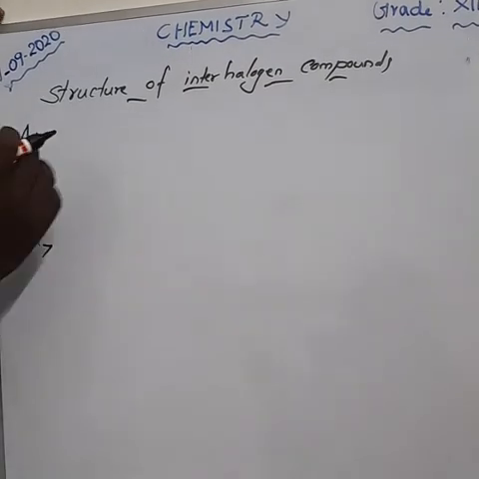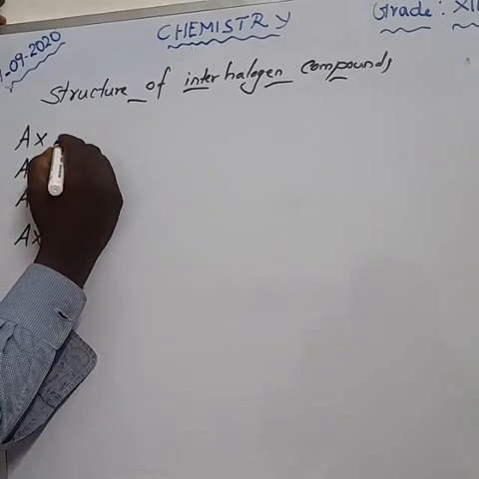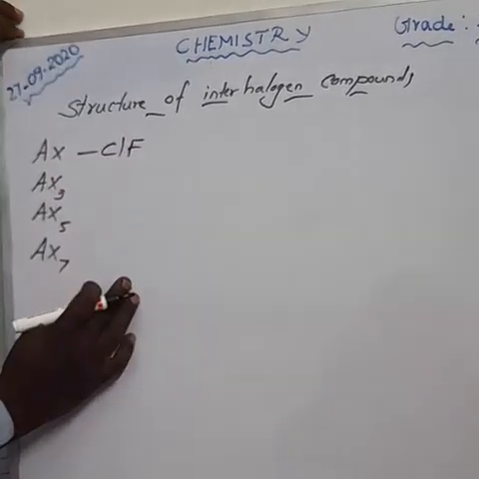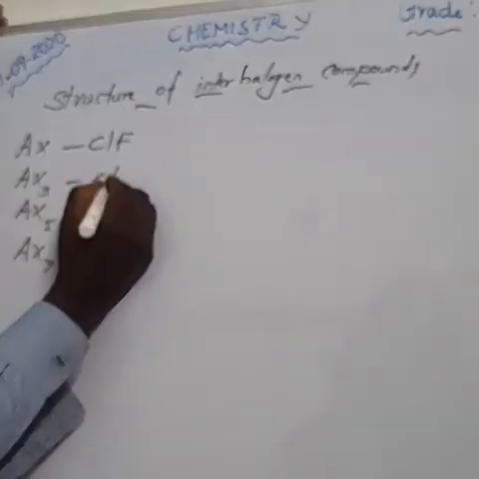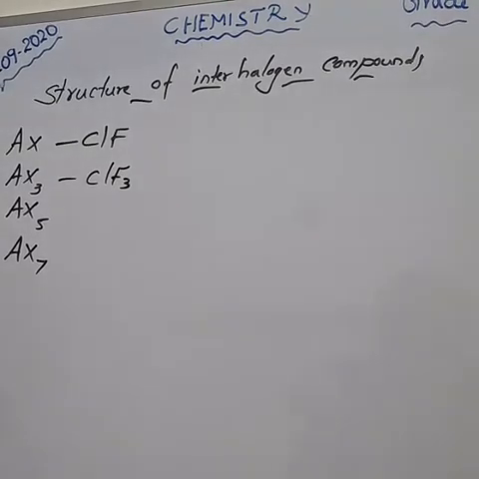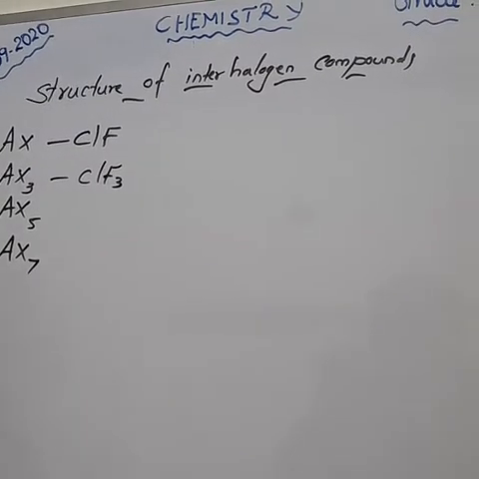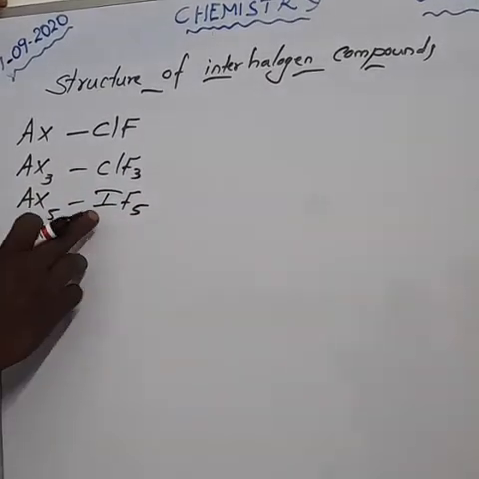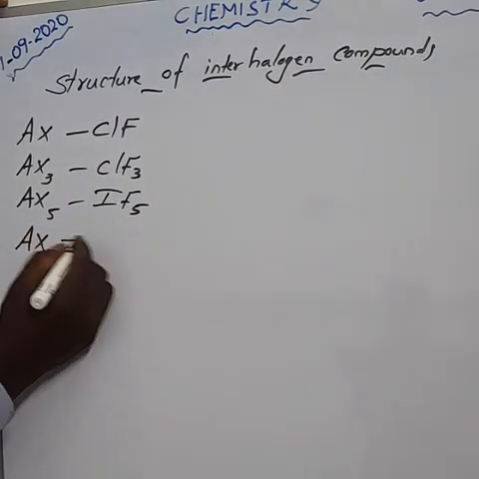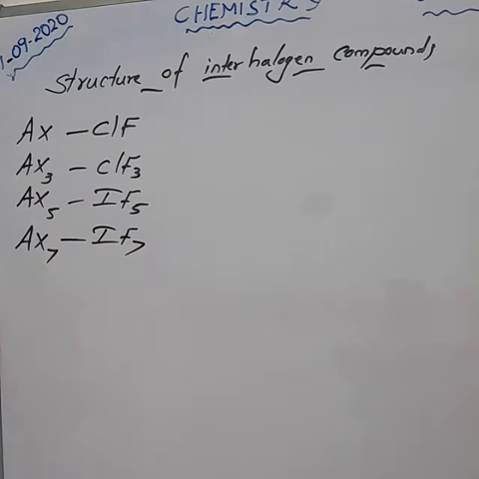A very good example for AX type is ClF, one chlorine atom and one fluorine atom. Next is ClF3, an example with one chlorine atom and three fluorine atoms. For AX5 type, the example is IF5, one iodine atom and five fluorine atoms. Next is IF7, one iodine atom and seven fluorine atoms. These are the examples of interhalogen compounds of types AX, AX3, AX5 and AX7.